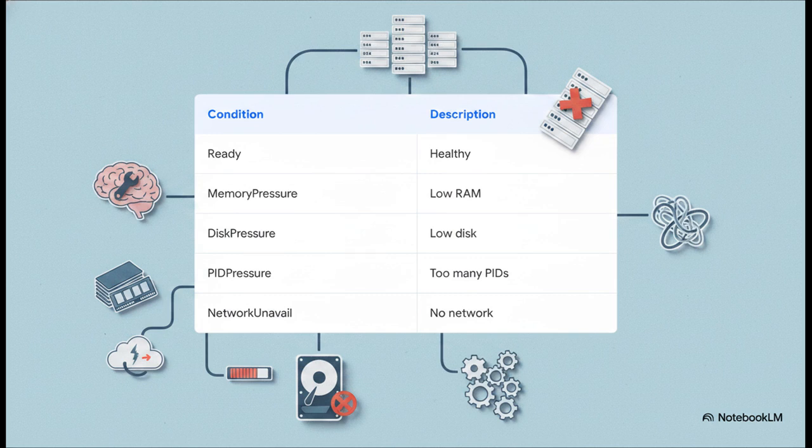You're looking for things like, is it memory pressure, indicating the node is starved for RAM? Is it disk pressure, meaning you're out of storage? PID pressure from way too many processes running? Or maybe it's network unavailable, pointing to a misconfigured network plugin. Knowing these conditions inside and out helps you quickly diagnose the root cause.